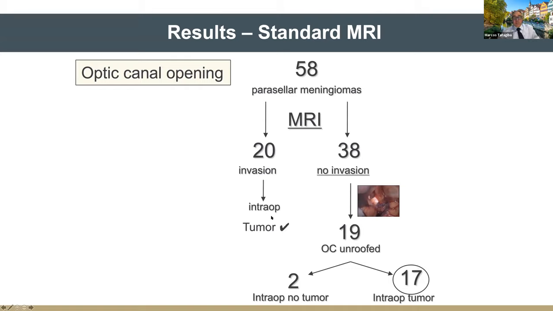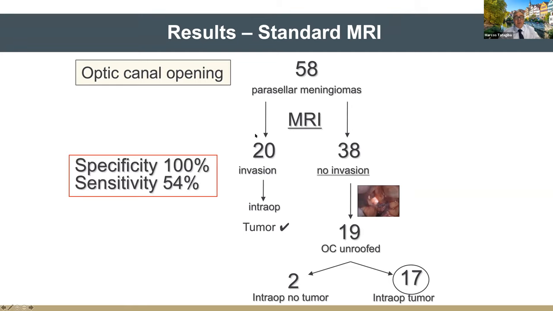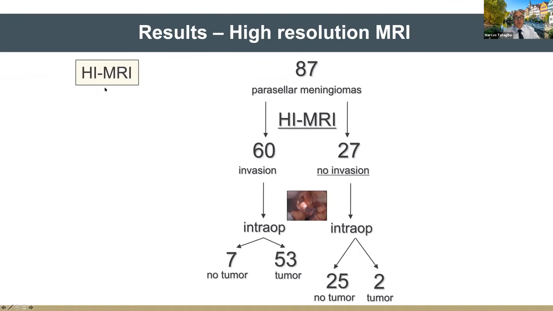This group presented, as I told you, in all 20 cases where MRI showed invasion, we found tumor. That means using standard MRI, we can get specificity of 100%, but the sensitivity of only 54% of the cases. If you use high resolution MRI with fat suppression series and so on, what we found was this.